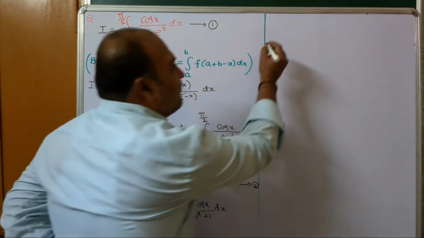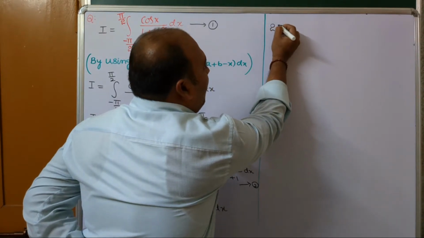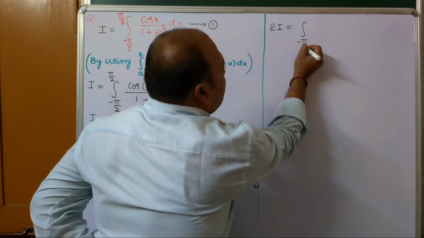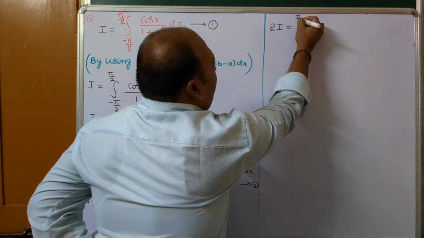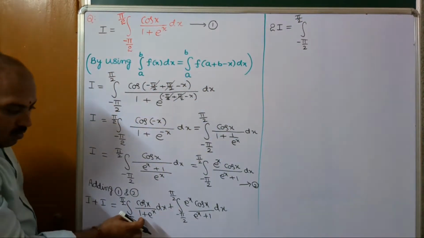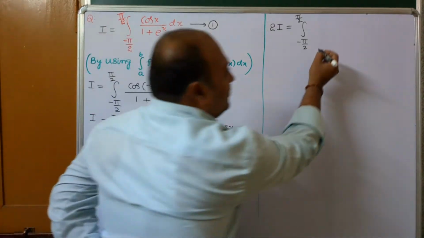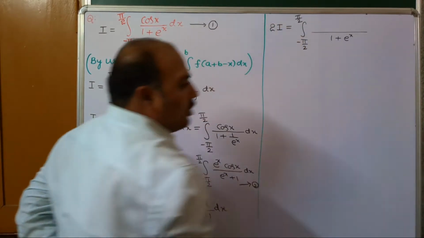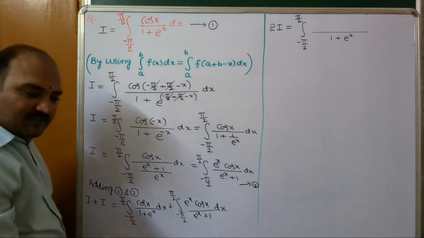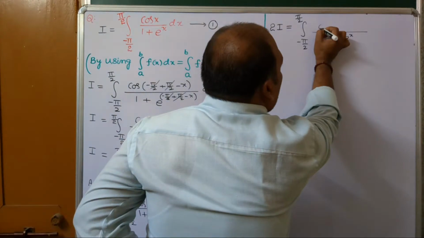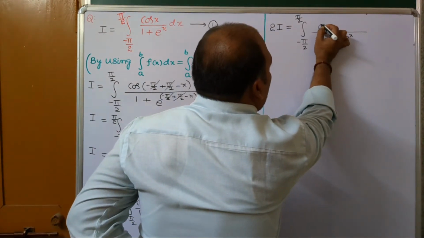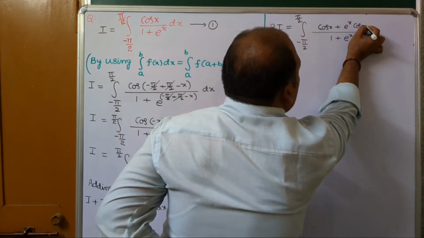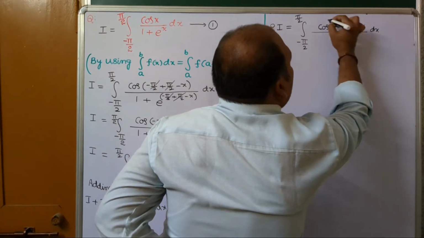So it comes I plus I is 2I, which is equal to integral minus pi by 2 to plus pi by 2. The denominator is 1 plus e power x. Numerator is cos x plus e power x into cos x into dx.